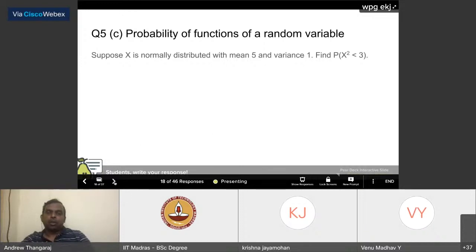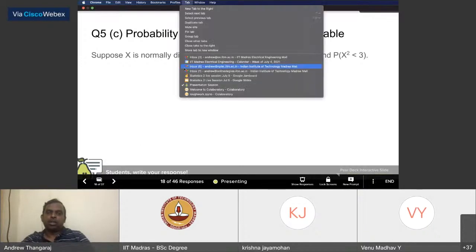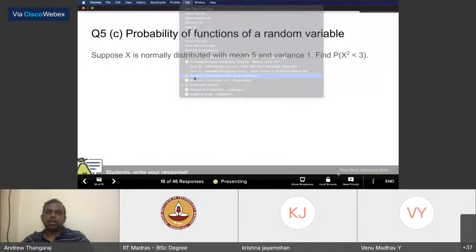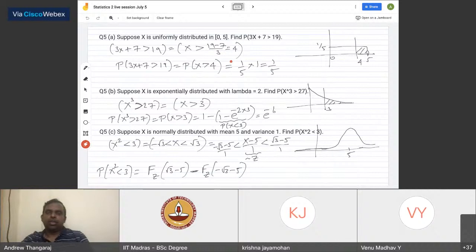Okay, so these problems have a simple enough solution. Let me just show you how the solution looks from my side. It's usually very simple. The trick is first to change the event to an event in terms of x. The first question is quite easy. It just directly converts to x greater than 4. Then after that, it's just a probability here. It's just 1 by 5. The second question also works out in a very similar way. It's x greater than 3, and that's just a straightforward evaluation. Here, there is a little bit of a trick: paying attention to the fact that x can be between minus root 3 and root 3 only, if x squared is less than 3.